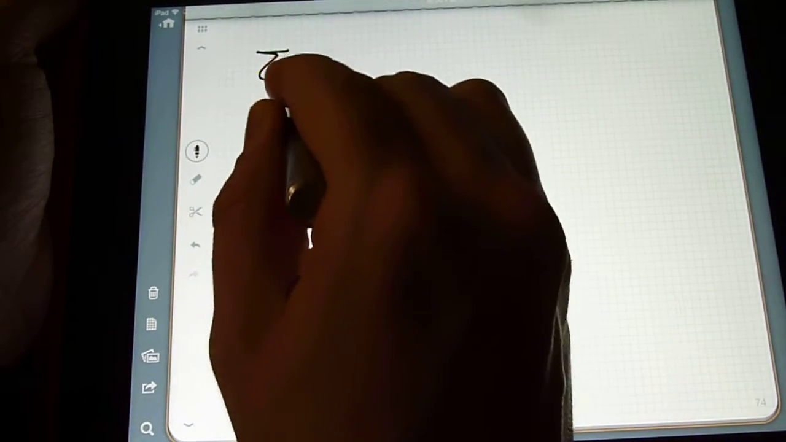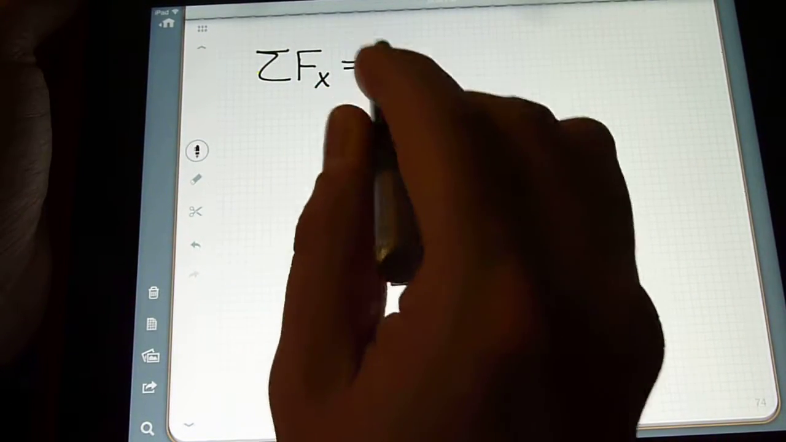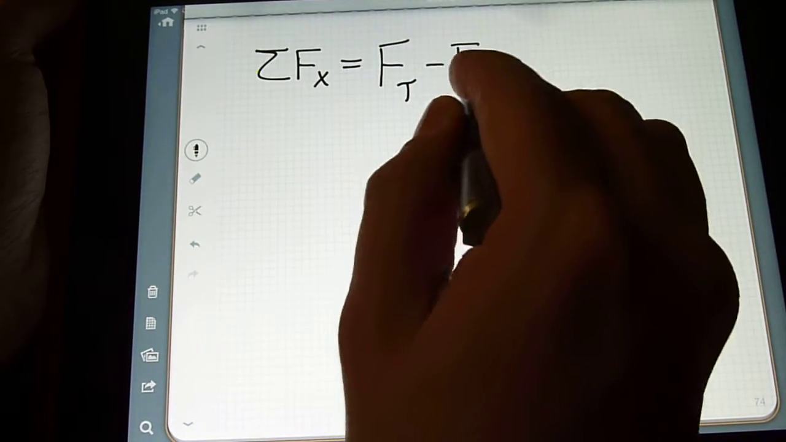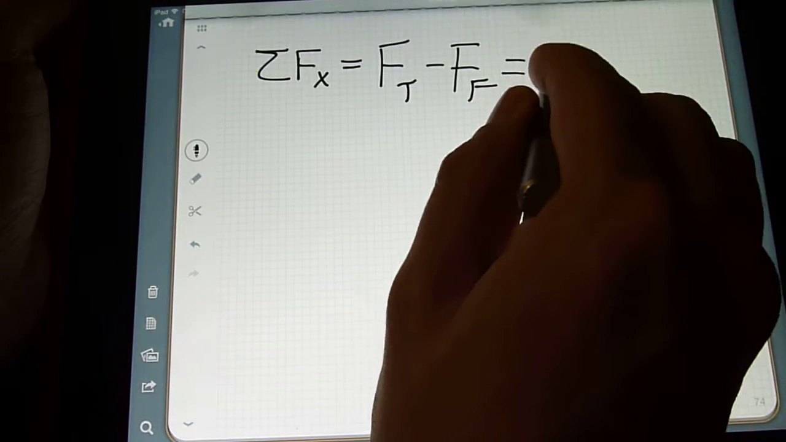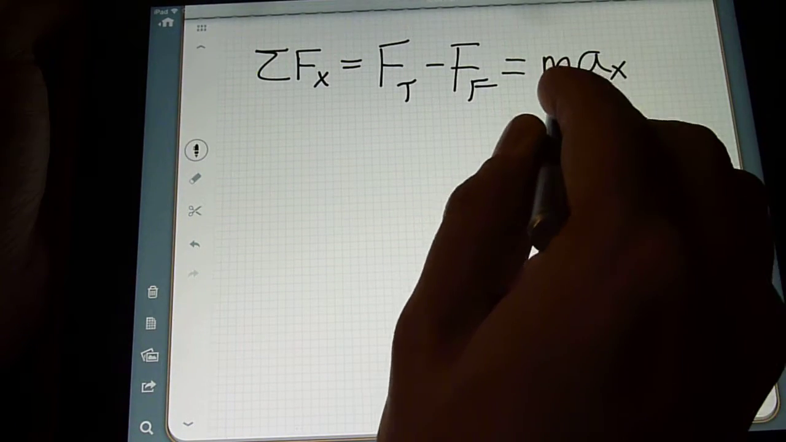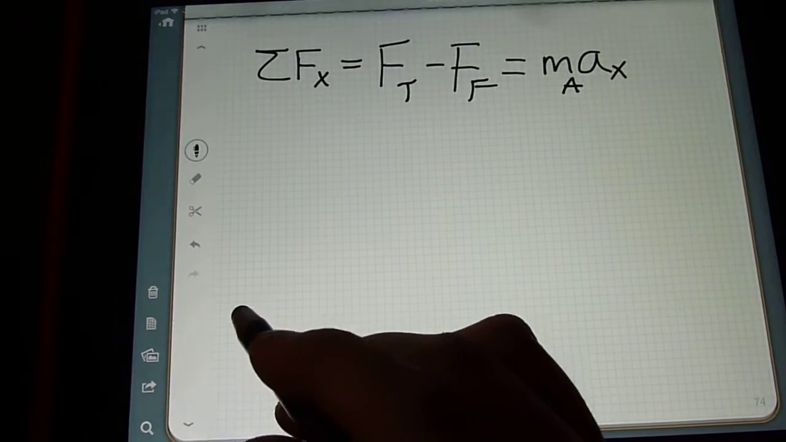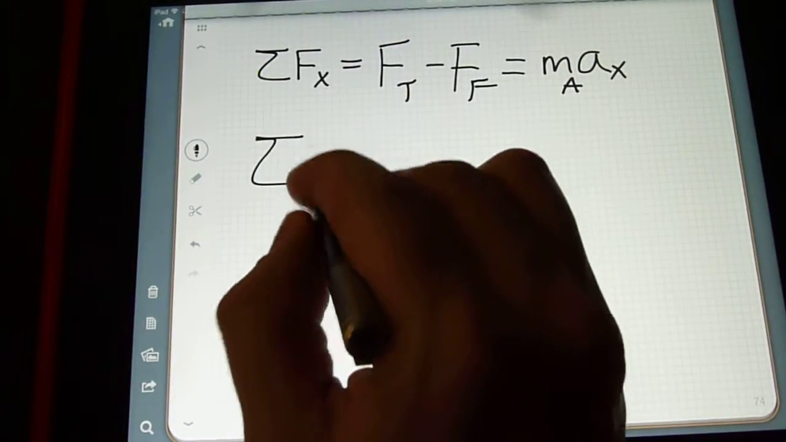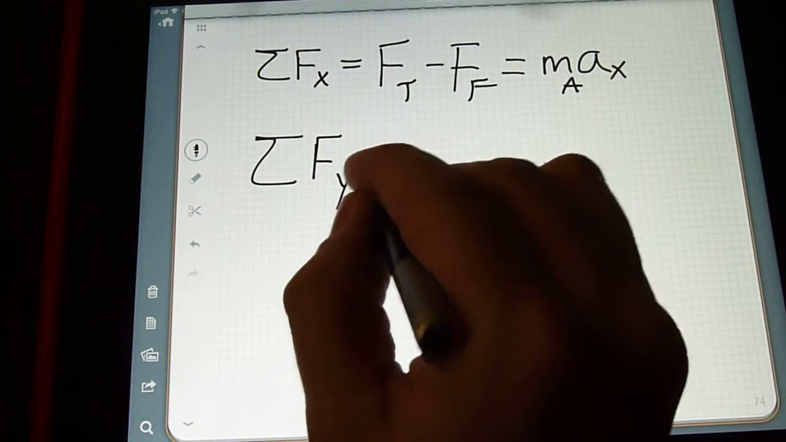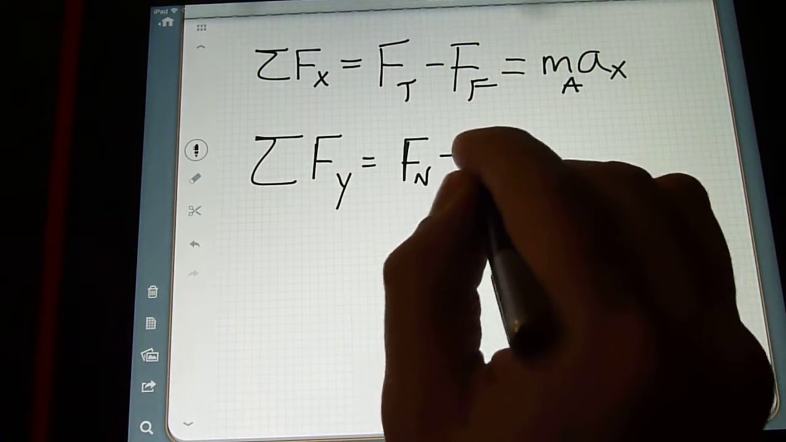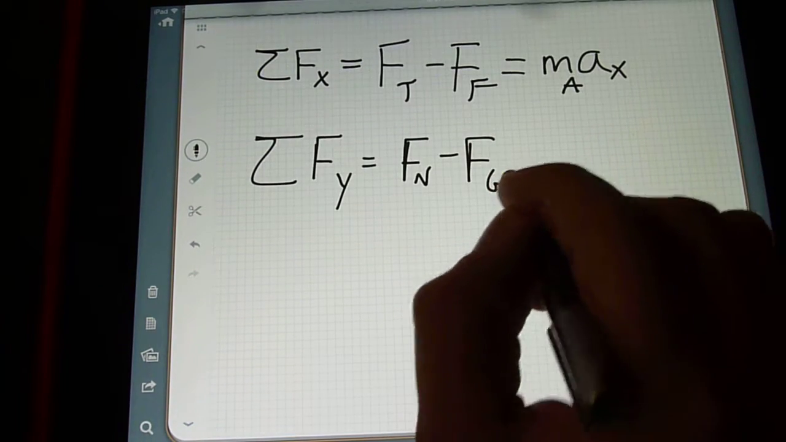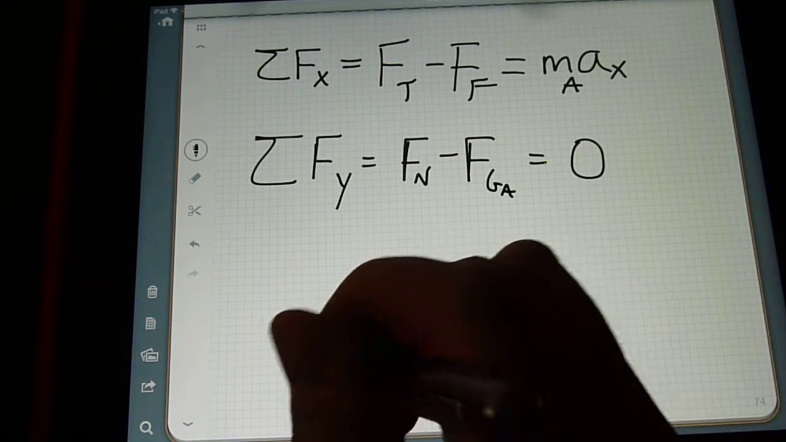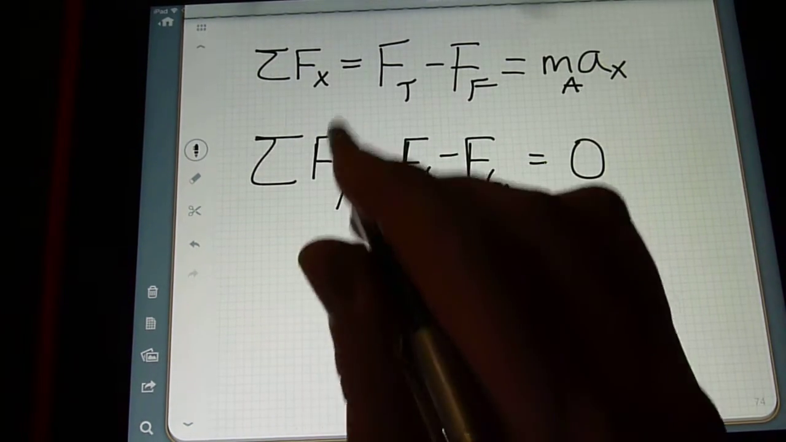We would have that the sum of forces in the x direction would be equal to our tension off to the right minus the friction force, and that's going to equal the mass times the acceleration in the x direction, and that's specifically the mass of block A. And then in the y direction, just for completeness, because we will need this normal force, the sum of forces in the y direction is my normal force minus Fg sub A. And that's going to equal the mass of A times the acceleration in the y direction, but we know that's going to be 0 because we don't expect it to be moving up or down.